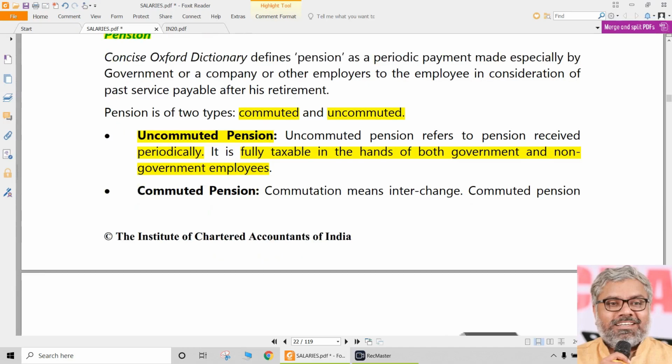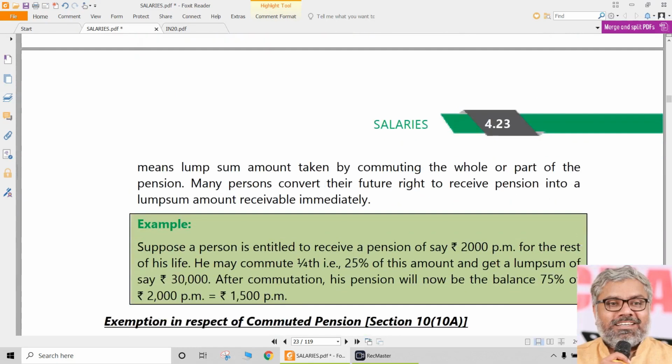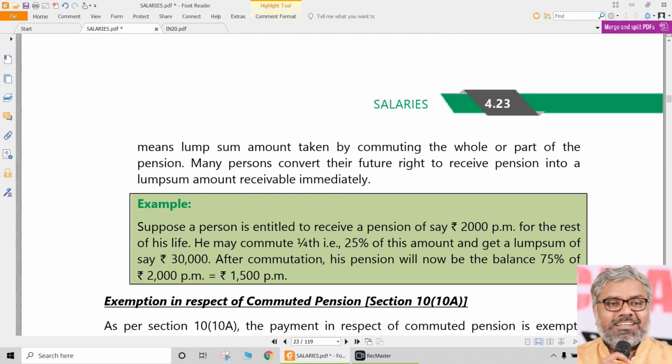Then the question comes, what is this commuted pension? This is a special case. Commutation here means interchange, which means the commuted pension is the lump sum amount taken by the employee from the employer by commuting the whole or part of the pension.